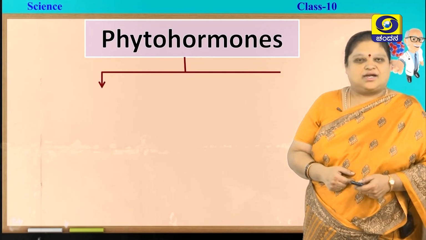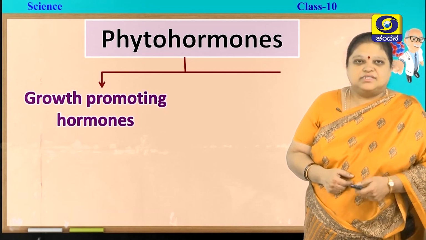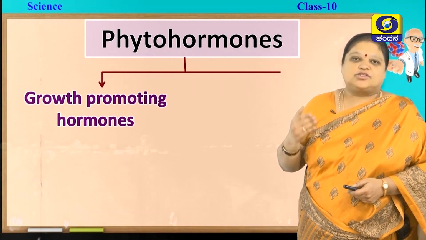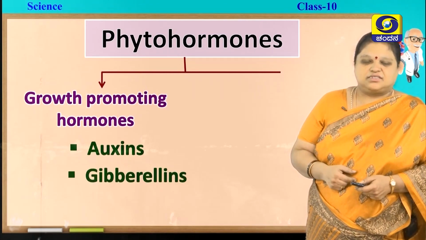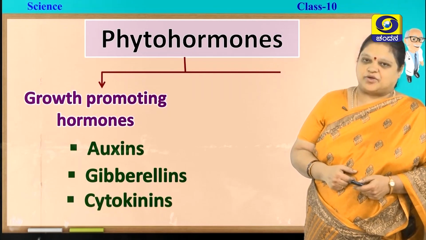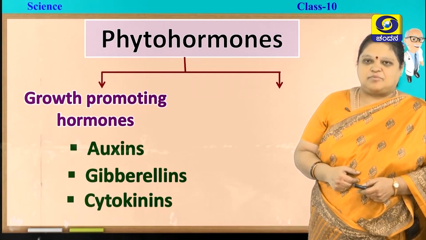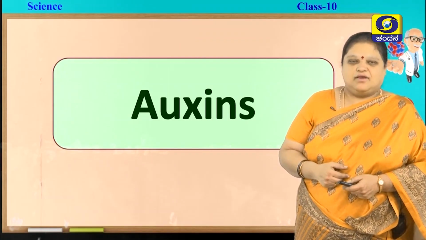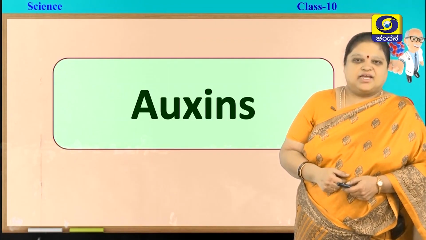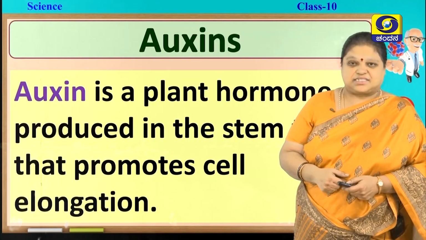Plant hormones are basically of two types. Some help in growth promotion. Let us see which are they. They are auxins, gibberellins and cytokinins, whereas there are some hormones, they are the inhibitors and you call them abscisic acid. Let us see how each one of them functions. First one is auxins. Let us see what is its action.